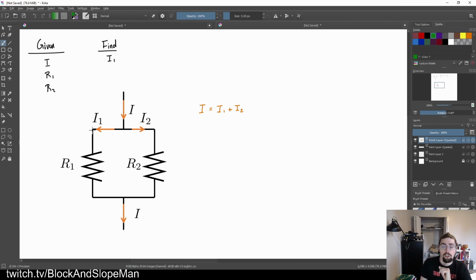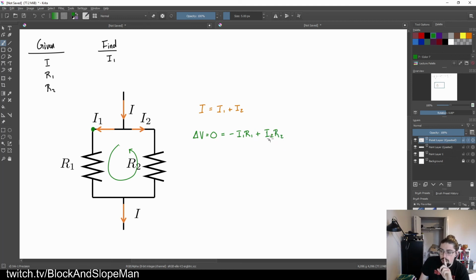Pick an arbitrary direction, doesn't really matter which one. I'm going to start right there in that corner, and I'm going to take a counterclockwise loop like that. So, first one, we already know right off the bat, delta V is equal to 0, right? No change of potential if I come back to my initial position. Then I go with the current through R1, so that's a negative I1 R1. And then I go against the current through R2, so that's a positive I2 R2.